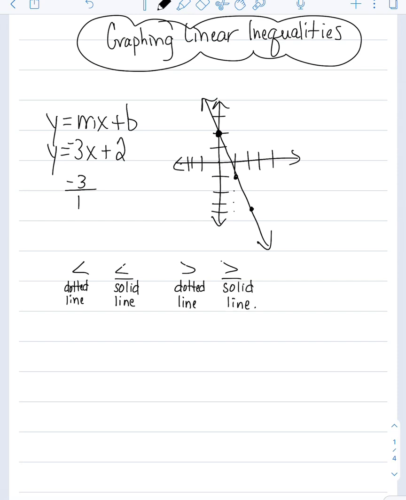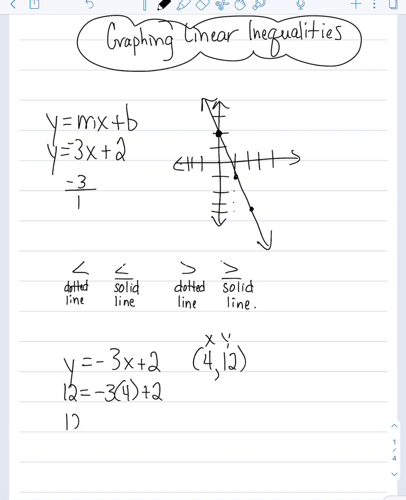And then the third point I want you to remember is how we did test points. Let's use the equation we had earlier: y equals negative 3x plus 2. Let's say I wanted you to test the point (4, 12). The way we tested that is we plugged the x and the y into the equation. So that would be 12 equals negative 3 times 4 plus 2. So 12 equals negative 12 plus 2, so 12 equals negative 10. We would say that is not a solution.